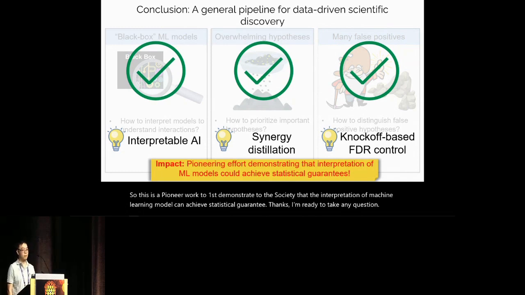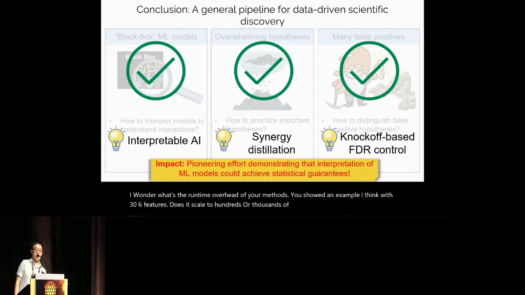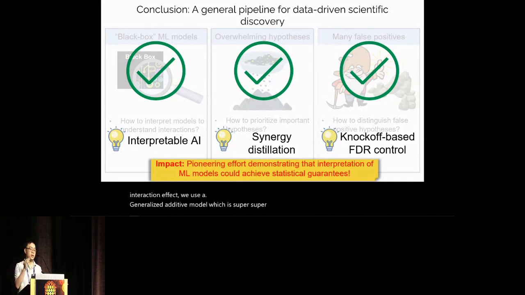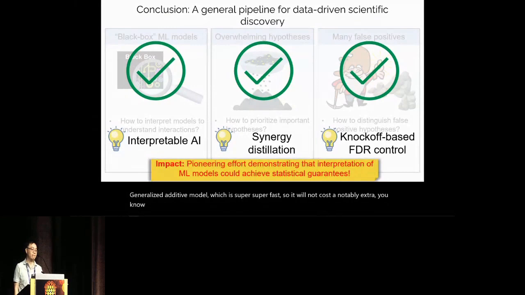I wonder what's the runtime overhead of your method. You showed an example with, I think, 36 features. Does it scale to hundreds or thousands of features? The runtime is very quick, because when we estimate this function to distill the interaction effect, we use a generalized additive model, which is super fast. So there's no notably extra cost.